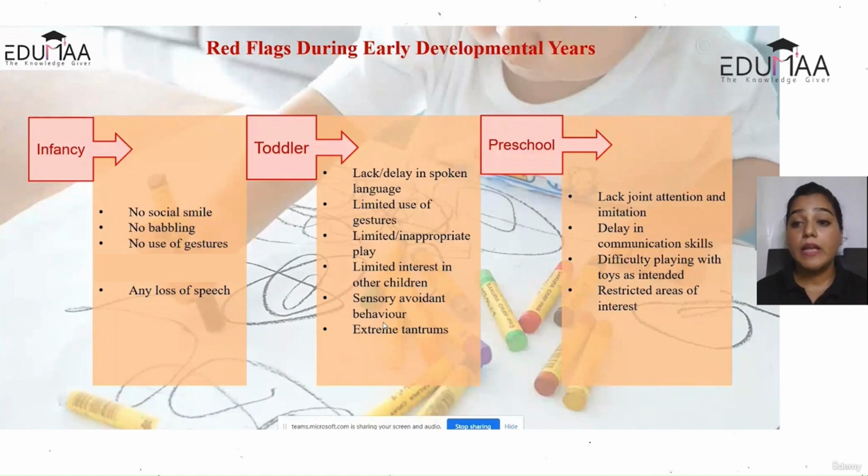Whether there is delay in communication skills, so the child is not able to communicate their needs, they're not able to communicate about their day and everything like that. So it's a red flag for us.